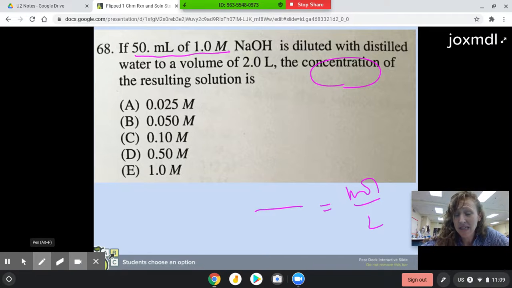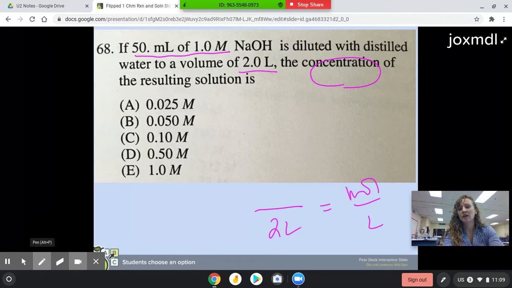Have they given us anything that has to do with the final, though? The volume. They've given us the volume of the final, yep. So I can just plug that in. And now I see that I need to figure out the moles of NaOH that are in the final solution, right? And since it's diluted, it's a dilution problem. That means the moles of NaOH that I start with are going to be the same as the moles of NaOH that I end with. So we just need to figure out moles.